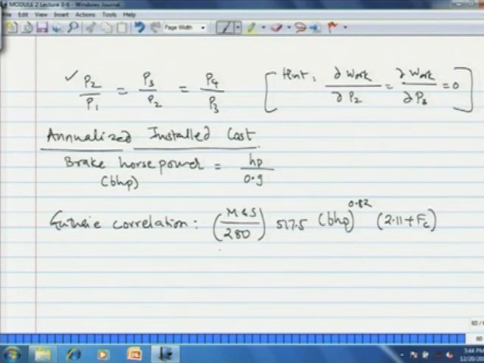If you multiply this by approximately 1 by 3, that is capital charge factor, you will get the annualized installed cost. So, this completes our discussion on the equilibrium limited process. In the next lecture, we shall see the reactor design.